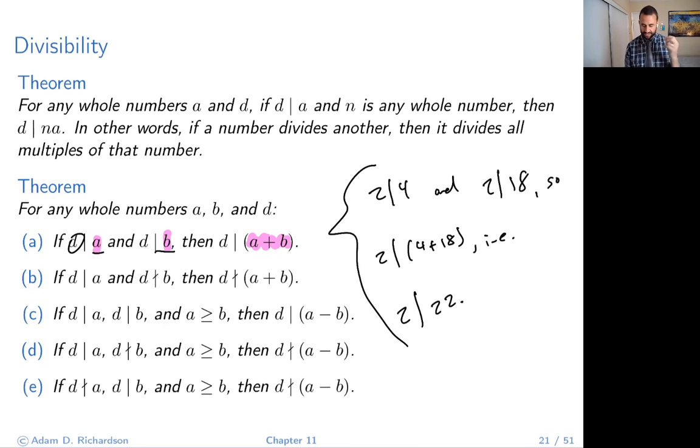Similarly, the second one is very similar, but it's basically saying if d doesn't divide one of those, then it doesn't divide the whole thing. So let me do an example of that here.